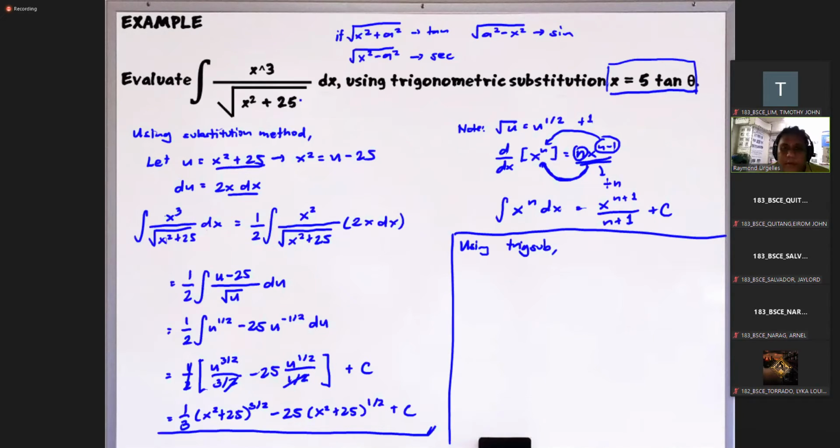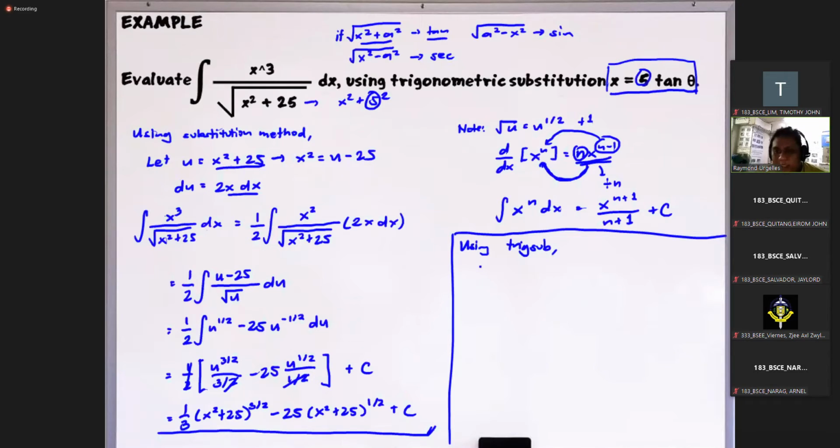So dito kasi, this is considered as x squared plus 5 squared. So yun yung reason kaya meron kang 5 dito. Tapos again, tangent, kasi ganito yung format na binigay sa atin. Kaya ganito yung gagamitin natin sa trigonometric substitution.